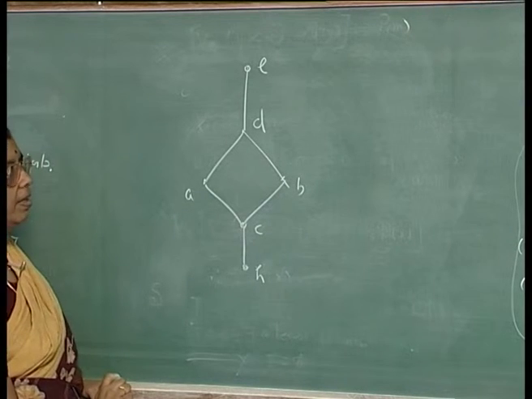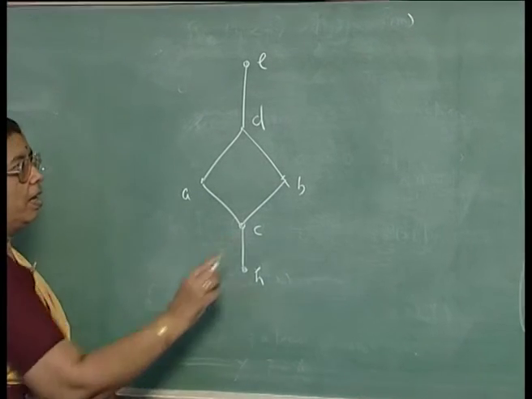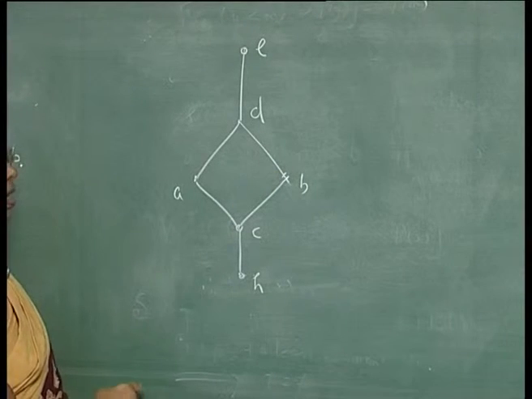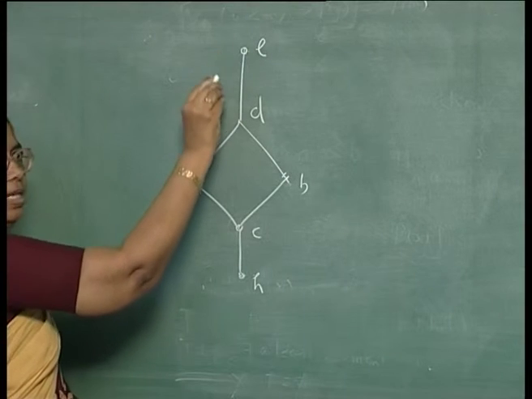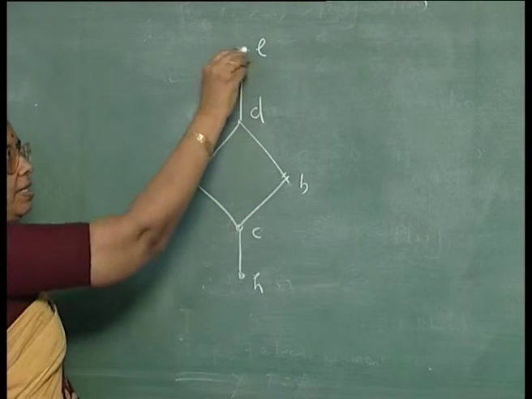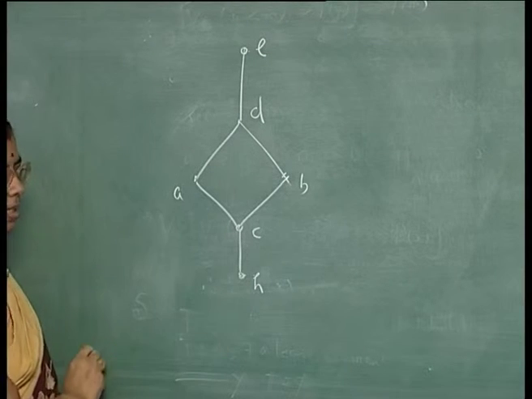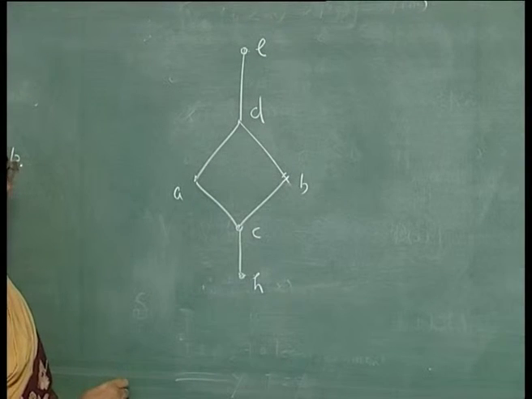In this case, you will find that the greatest element is E, all the other elements are less than E. So, the greatest element is E, the least element is H. Okay.